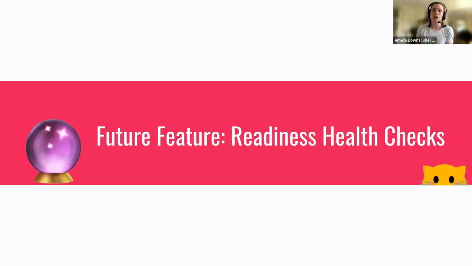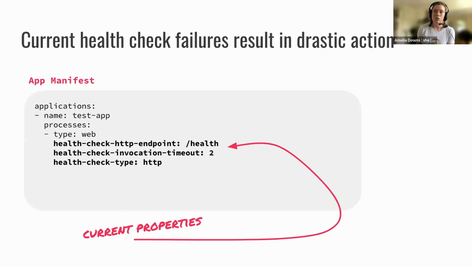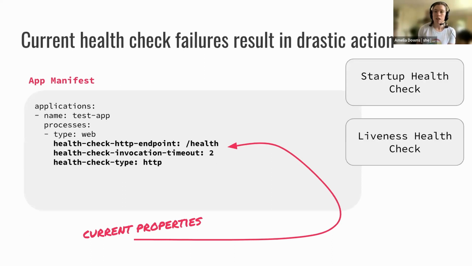Next, I want to preview our biggest feature on the horizon, which is Readiness health checks. As you may know, current health check failures result in drastic action. Currently, you can configure health checks like this in the app manifest. This example is using an HTTP health check that looks at the health endpoint and has a timeout of 2 seconds. And this current health check configuration actually results in 2 different types of health checks, a startup health check and a liveness health check.